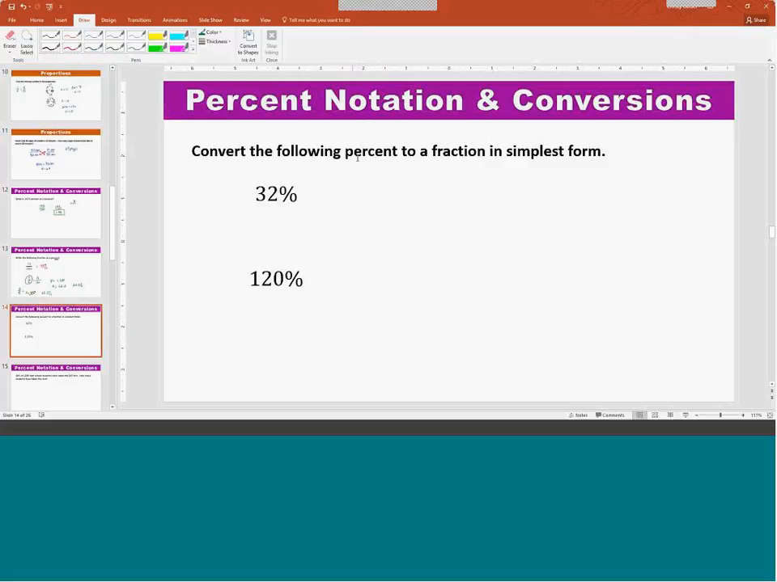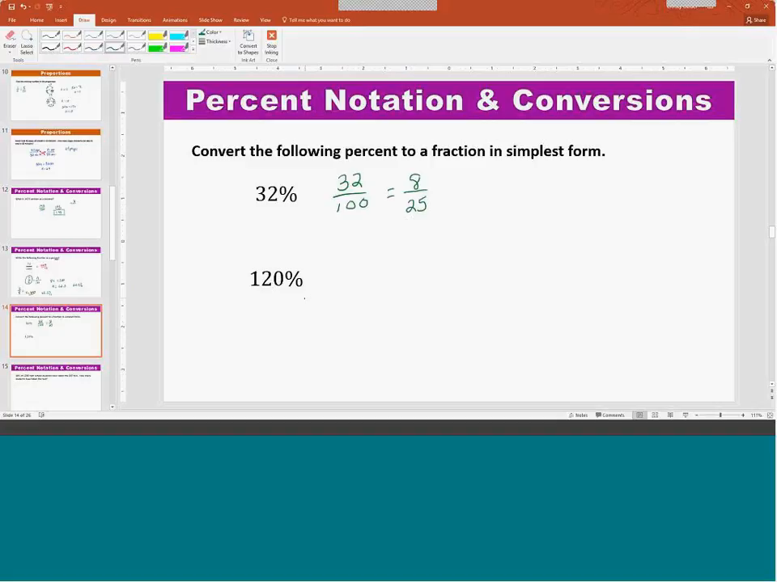We're going to convert percent now to a fraction. This is relatively straightforward because we know a percent is that number over 100. And we simplify the fraction. So I know that 4 is a factor of both 32 and 100. So 32 over 100 becomes 8 over 25. 32% is the same as 8/25.